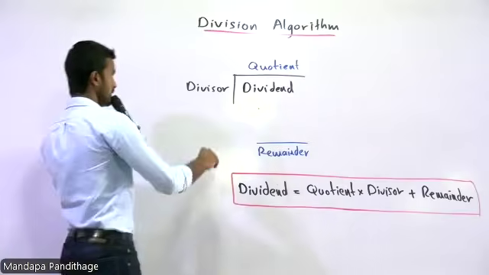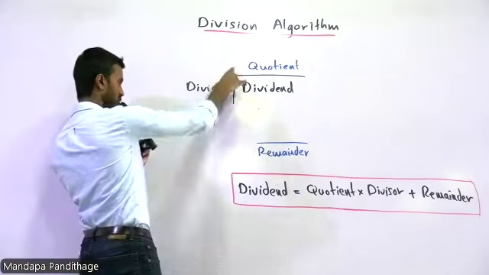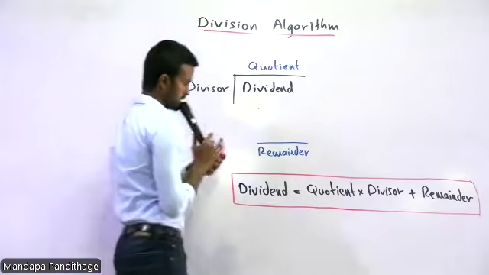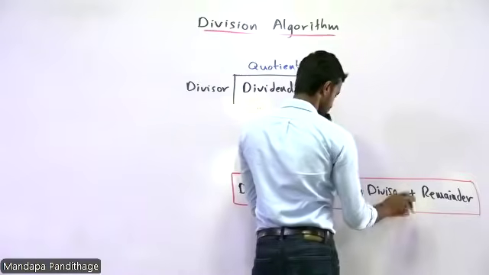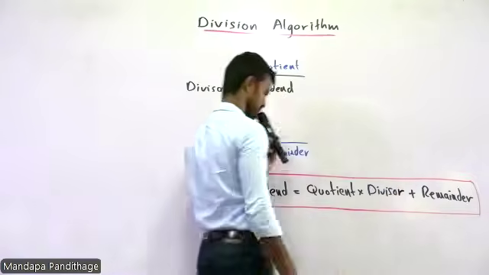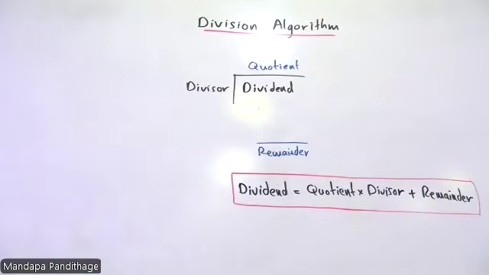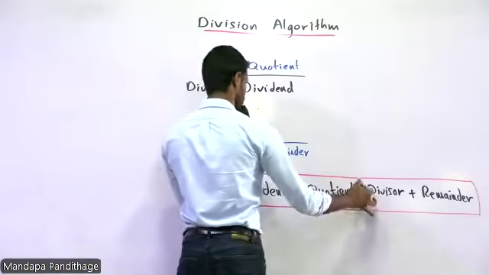Okay, then just show this one. First show this one: dividend, divisor, quotient and remainder, and then write this. So this is the division algorithm. The dividend is equal to the quotient into the divisor plus the remainder.